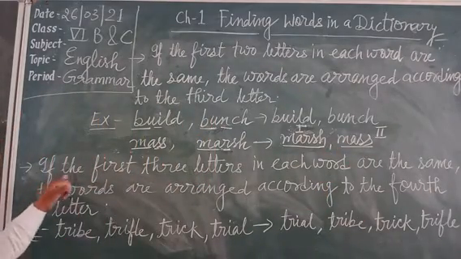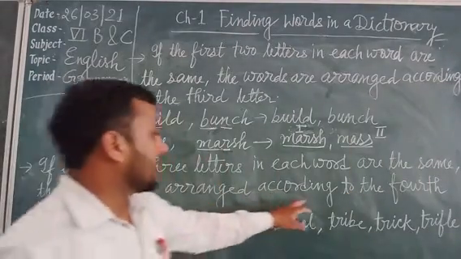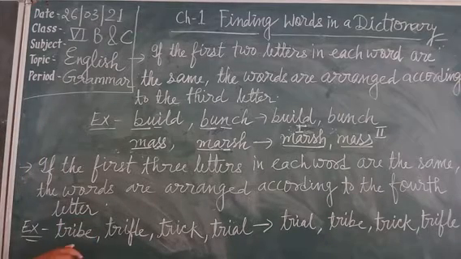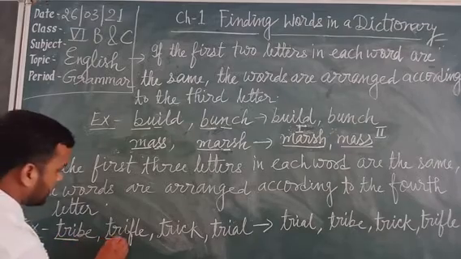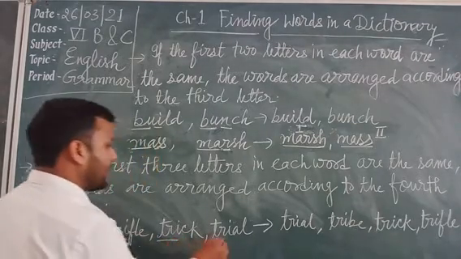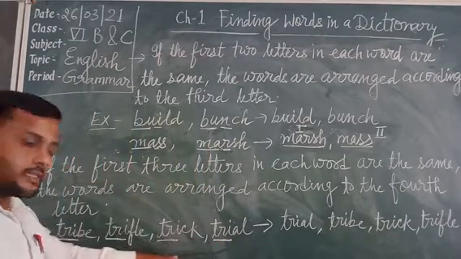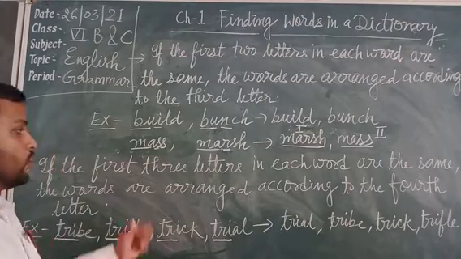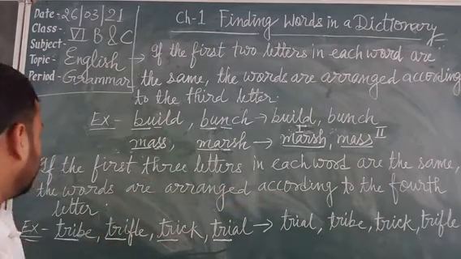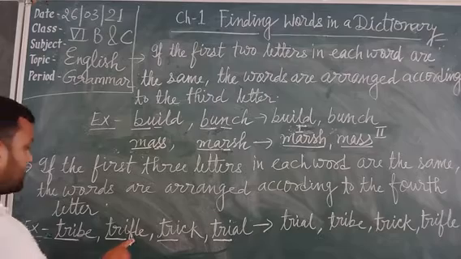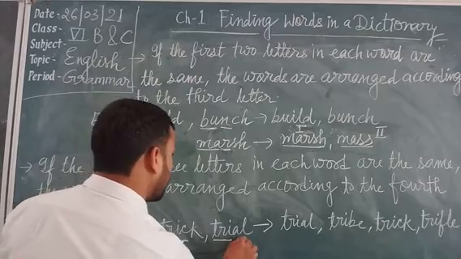Now see the next point. If the first three letters in each word are the same, the words are arranged according to the fourth letter. Here the first three letters are the same: trial, T-R-I; try, T-R-I; trick, T-R-I; and triple, T-R-I. So the words will be arranged according to the fourth letter. The fourth letter is here B, here F, here C, and here A.